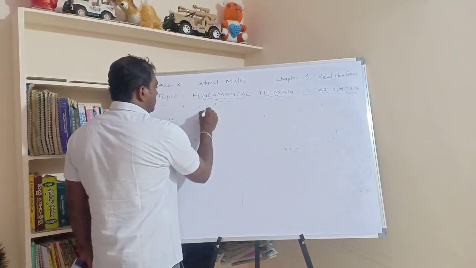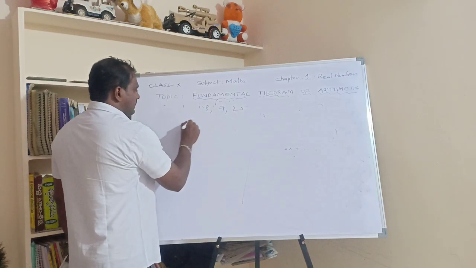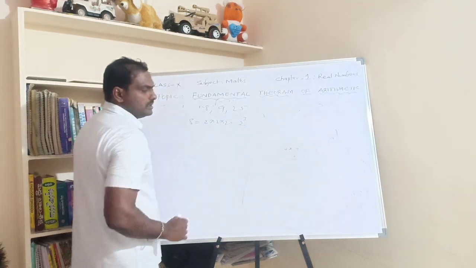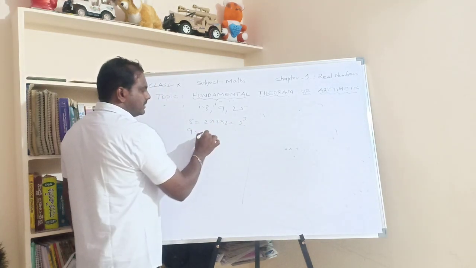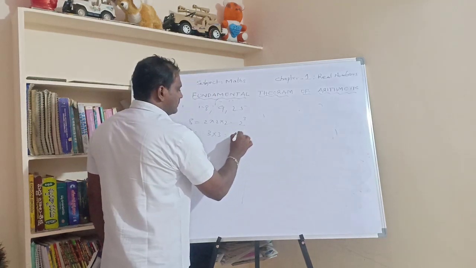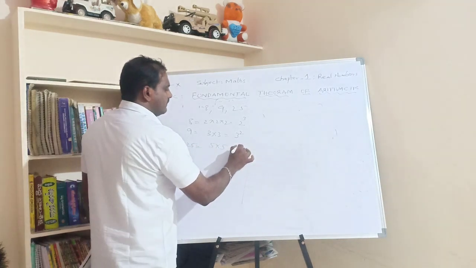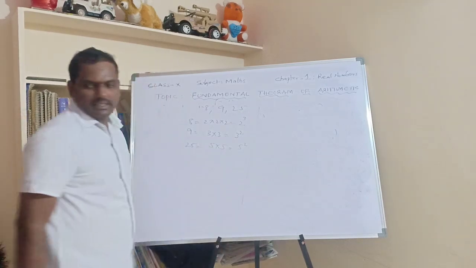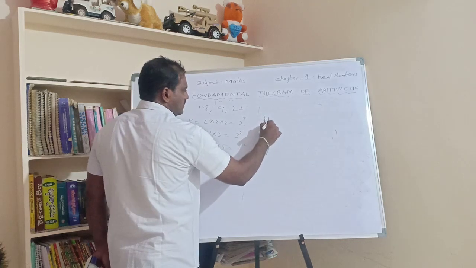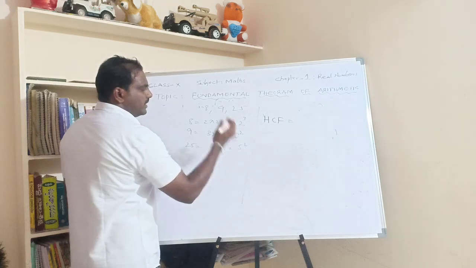8, 9 and 25. So how to write? 8 is 2 into 2 into 2, that means 2 power 3. 9 can be written as 3 into 3, how much? 3 power 2. And 25 can be written as 5 into 5, 5 power 2. Now look at this. So what will be the HCF, the highest common factor? So 2 power 3, 3 power 2, 5 power 2.